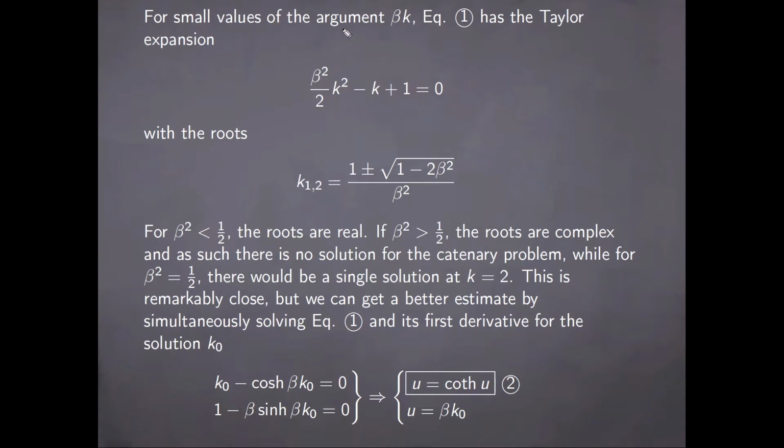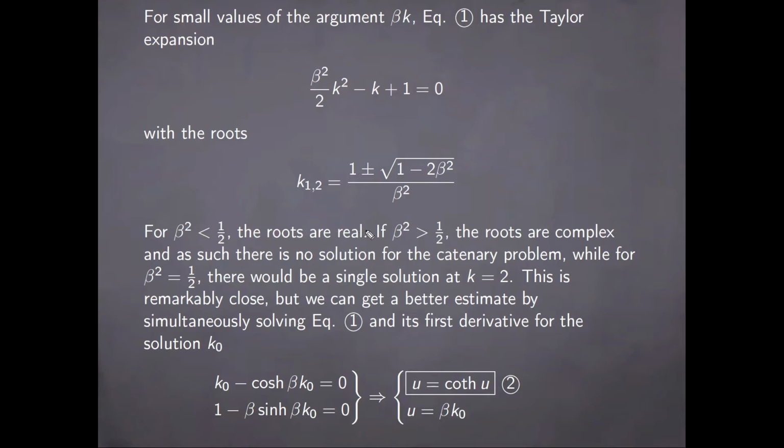Now, for small values of the argument beta k, equation 1 has the Taylor expansion given here, and this is just a quadratic equation in k, which has the following two roots. So notice that if beta squared is less than 1 over 2, both roots are real. But if beta squared is greater than 1 over 2, then the roots are complex, and as such there is no solution for the catenary problem. While for beta squared equal to 1 over 2, there would be a single solution at k equals 2.